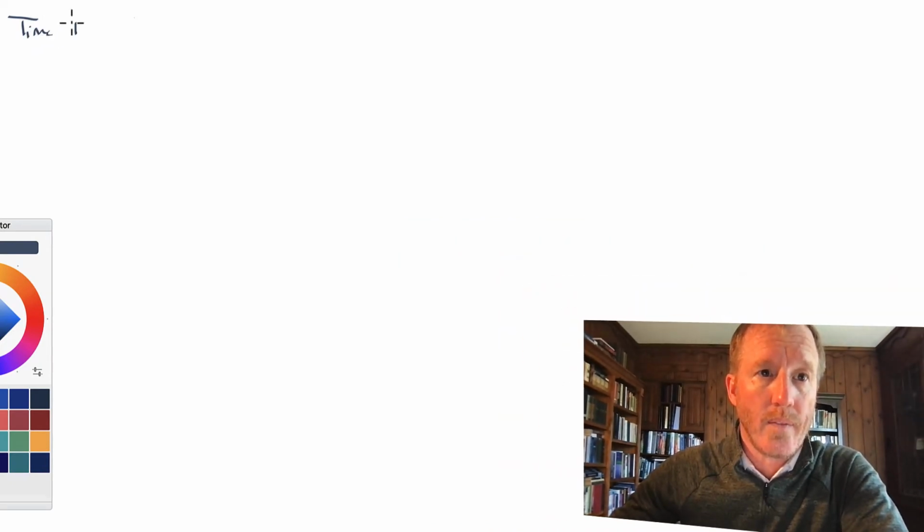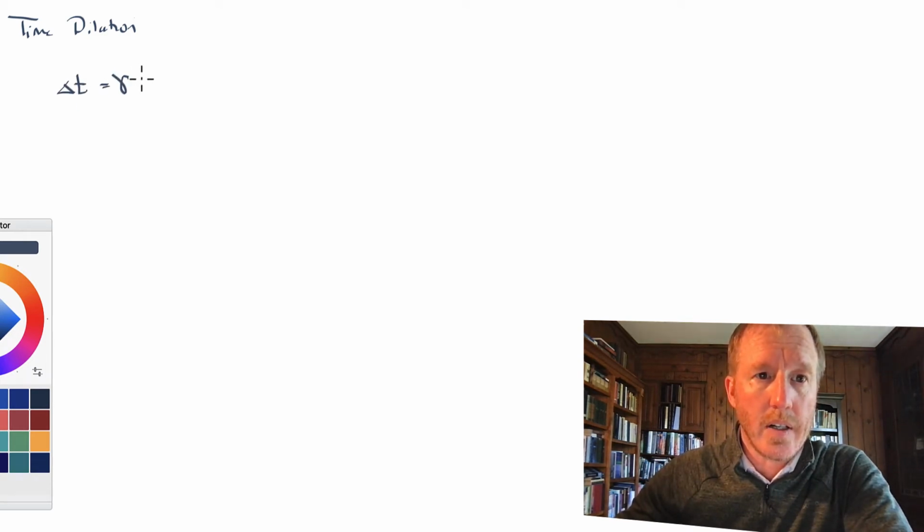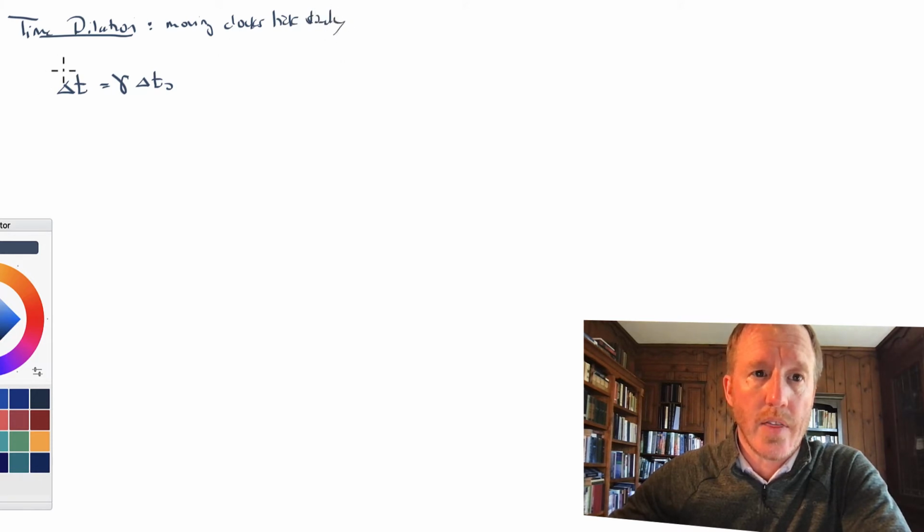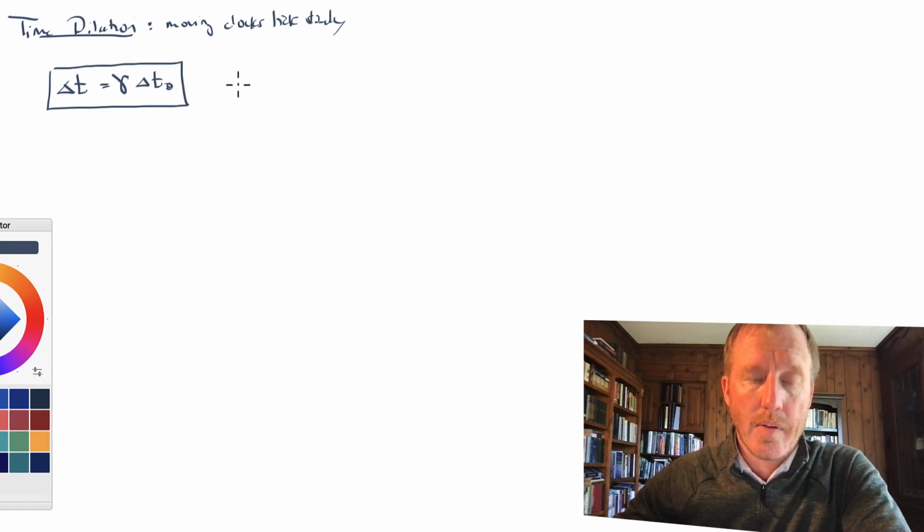Let me remind you what the formula for time dilation is. So this is the topic of time dilation, and the formula is delta t equals gamma times delta t naught. And remember, the idea of time dilation is that moving clocks tick slowly. And this is the formula, delta t equals gamma times delta t naught. And remember that gamma is defined as 1 over the square root of 1 minus v squared over c squared.